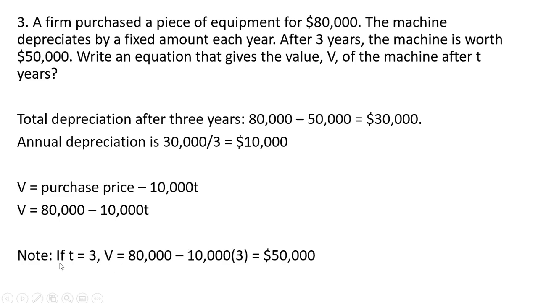We could check this. So for example, if T equals 3, what is going to be the value of the machine at the end of 3 years? It'll be $50,000. So we did our math right here. We got the right equation. All right, let's move on to another question.